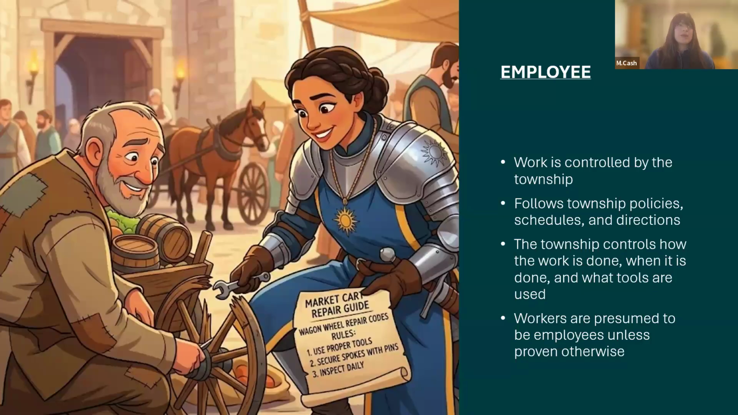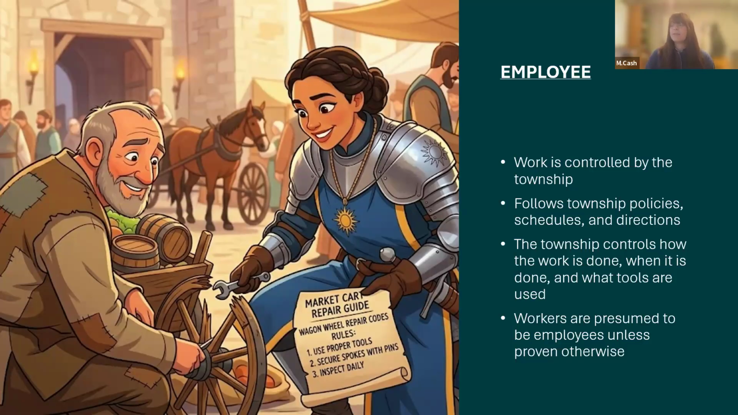Because there's a lot of nuances to who qualifies for those programs and that kind of thing, you can always reach out to PARA and double check, or work with a tax professional when you're uncertain about how an employee should be taxed or classified. But overall, an employee is someone who is controlled by the township, someone whose work is controlled by the township. They are scheduled, they have to follow policies, they have to follow the direction of the township. The township would control how the work is done, when it is done, and what tools they are using. If they're doing that, that person is likely an employee.